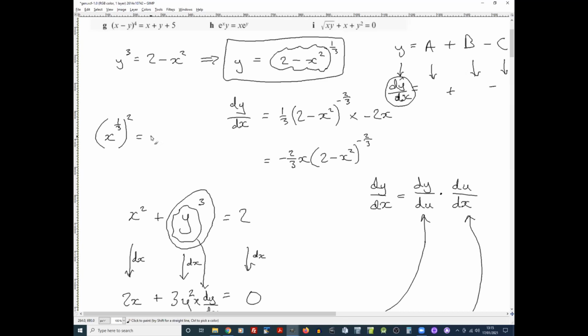Is that? I thought it would be the square root of x. No. I mean, x to the third means what? Means cube root. Yes. So if we square a cube root, we don't get a square root, no.